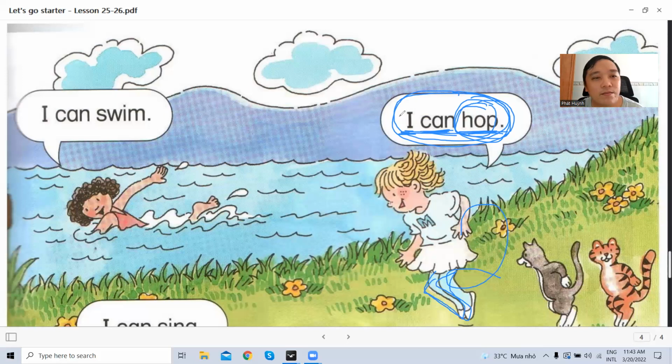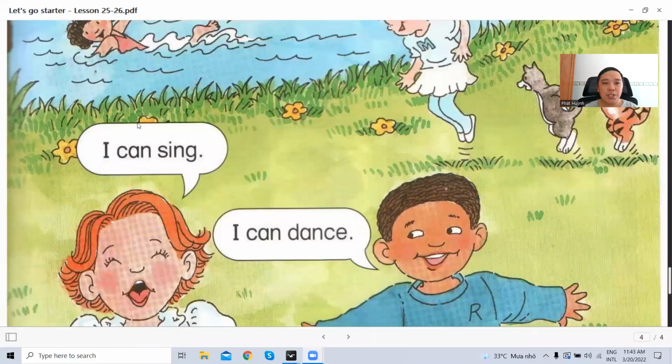That's right. I can swim. Tôi có thể bơi lội. I can swim. Okay. Now we move to the next picture. Picture number 3.